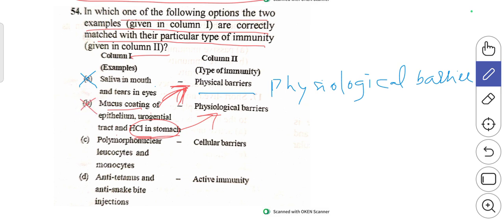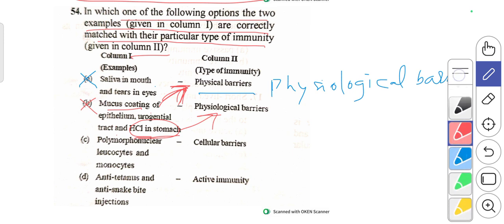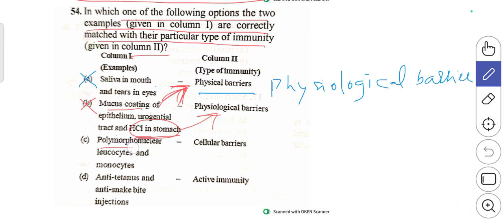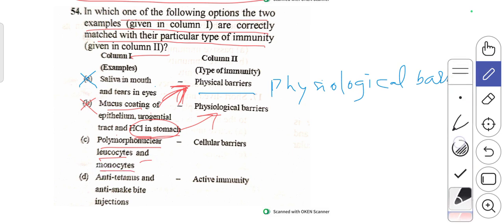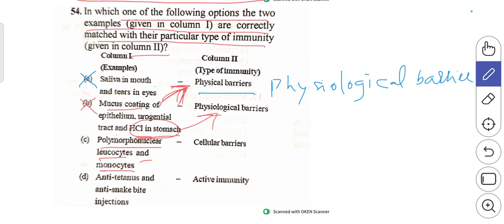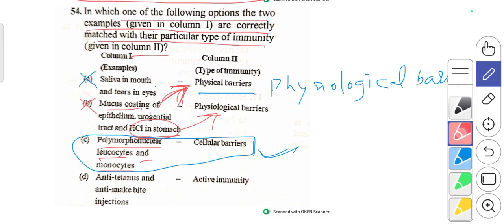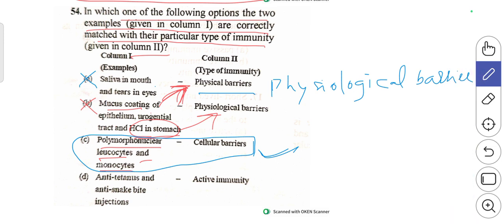Then let's see the third one, polymorphonuclear leukocytes and monocytes. So PMNL cells and monocytes, these are examples of what? Cellular barrier. So this one is correct here. Then the D option, anti-tetanus and anti-snake bite injection, these are considered as active immunity. No, they are passive immunity. So C is the right answer for this question.